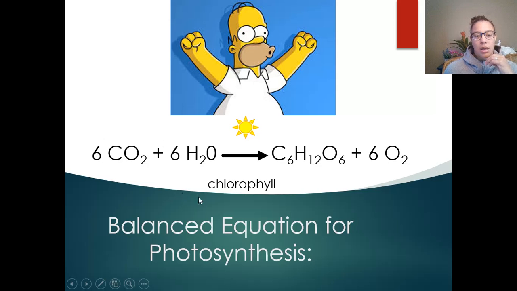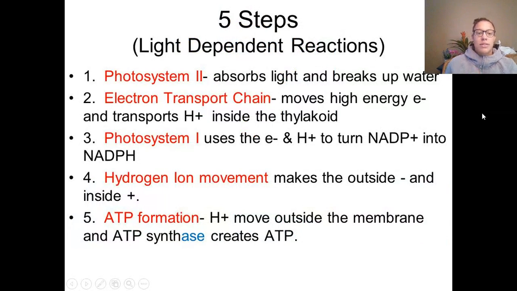Again, here's our balanced equation for photosynthesis that we should be well aware of. And again, light-dependent reactions use light and the chlorophyll molecules, they take water and split it, and oxygen is released. And then the Calvin cycle is going to focus on the carbon dioxide and the sugar. So again, here's that breakdown of the 5 steps of the light-dependent reactions to really hammer home how the light-dependent reactions occur.